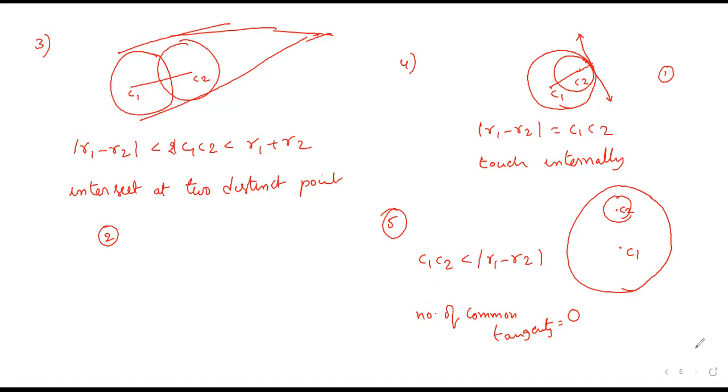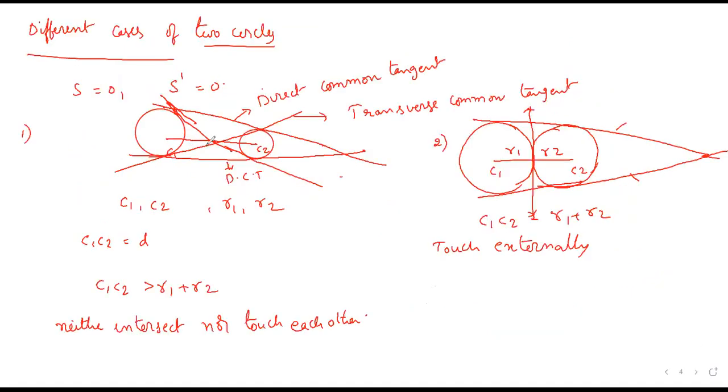So first, one circle is far away from the other. The condition is C1C2 is greater than R1 plus R2, and in this case the two circles neither intersect nor touch. Here there are two direct common tangents and two transverse common tangents. Next, in the case of C1C2 equals R1 plus R2, the two circles touch externally, and the number of common tangents is three: two direct common tangents and one transverse common tangent.